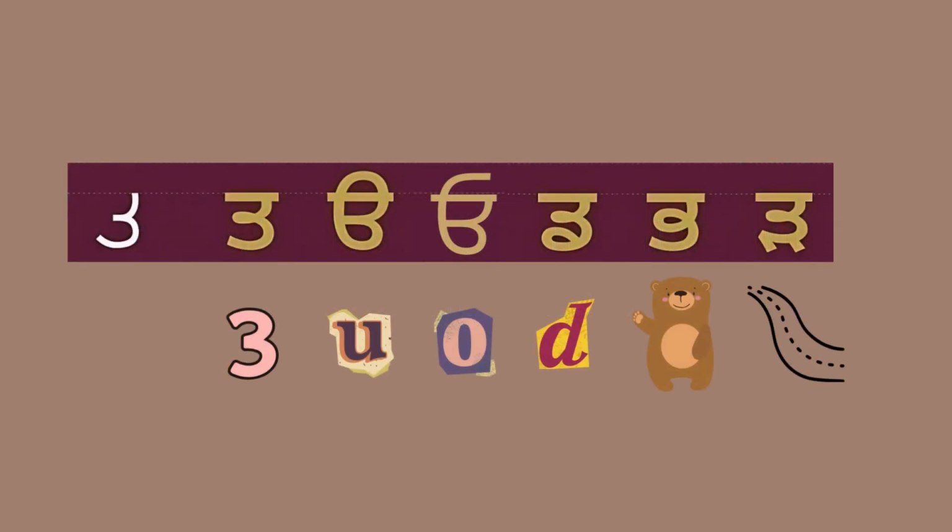Today we are going to look at similar looking letters from the Gurmukhi script. The first set of letters that we are going to look at, the way to write them is the way we write number 3 in English. Let's see how many different letters can be made by using this particular form.